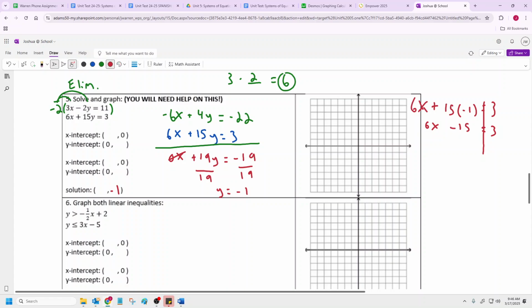Now the opposite of negative 15 is positive 15. I'm going to add it on both sides. What's left over on this side is 6x. And then 3 plus 15 is 18. Then divide by 6 on both sides, and I get x equals 3.